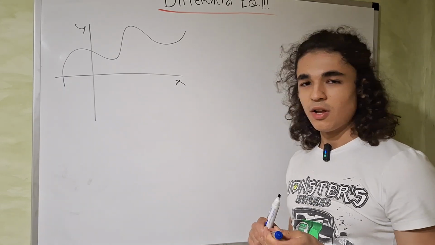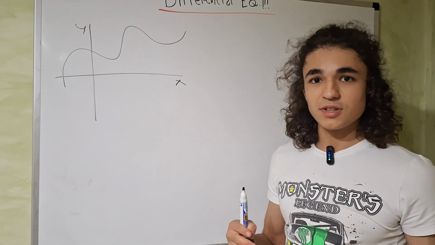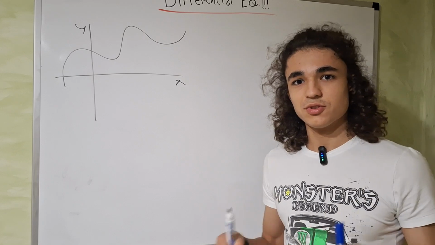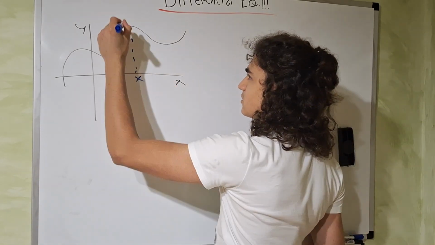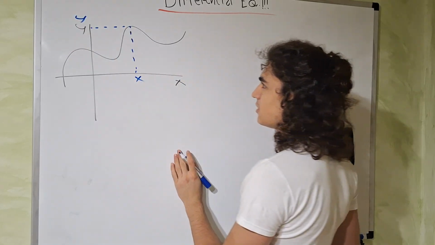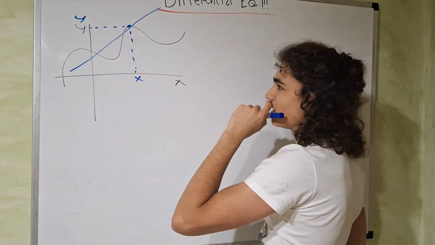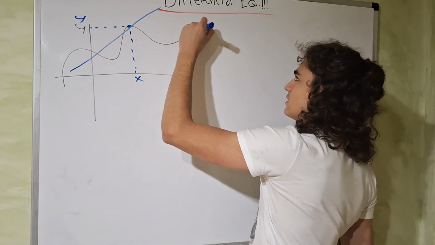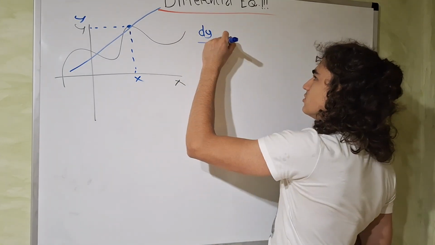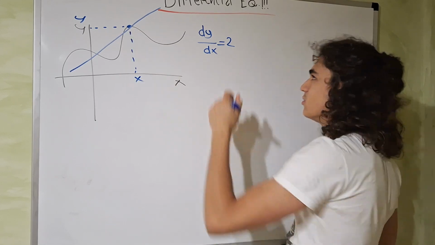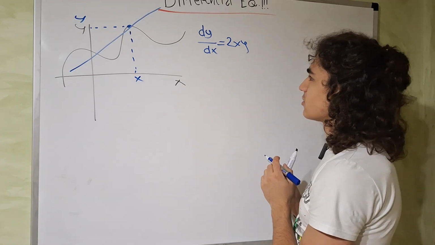Suppose we want to find a function whose slope at some point equals 2 times the coordinates of that point. For example, this is the x coordinate of the function, this is the y coordinate of the function, and I want to find a function whose slope at this point, and we know that the slope at that point is the derivative of the function at that particular point, equals 2 times the product of the coordinates. I set up this problem because I want to find a function that satisfies this equation.